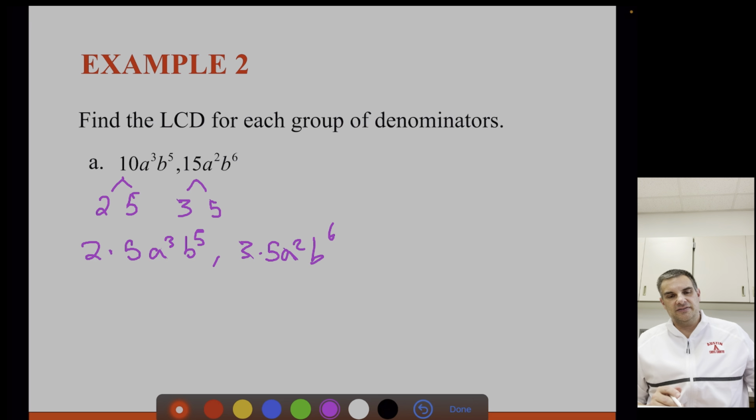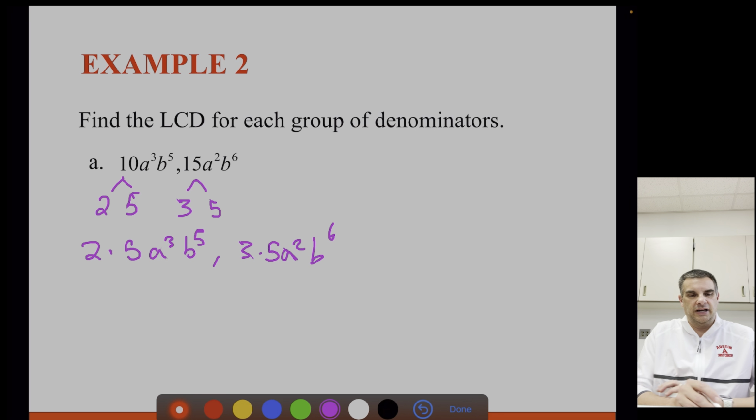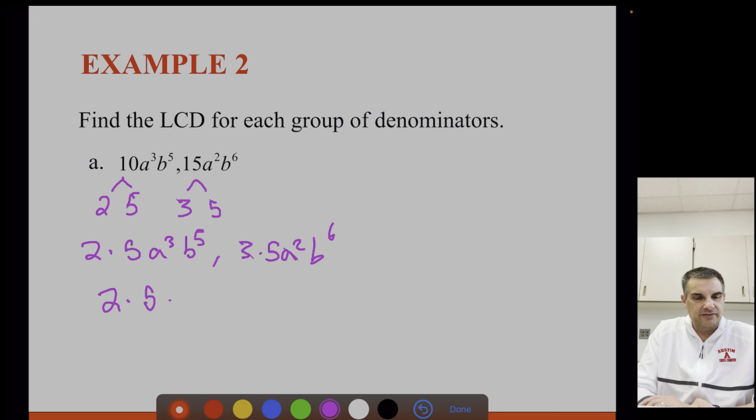So we start on the left-hand side and go to the right. So we've got a 2, we've got a 5, we've got an a cubed, and we've got a b to the 5th.